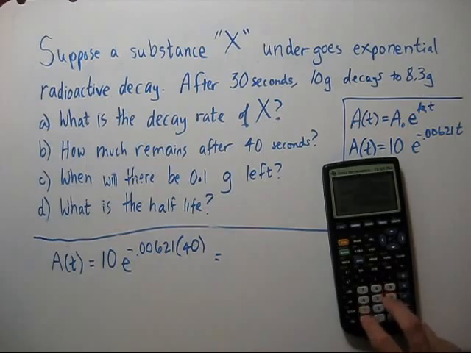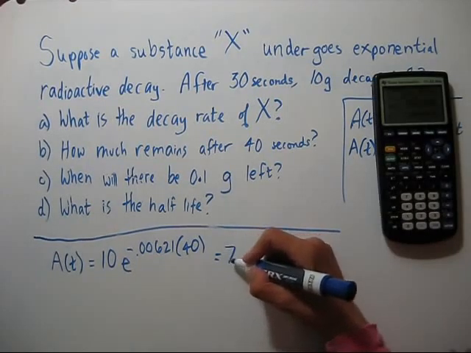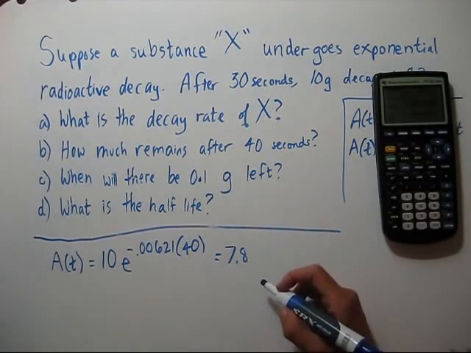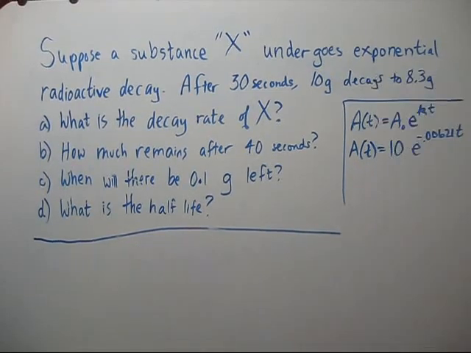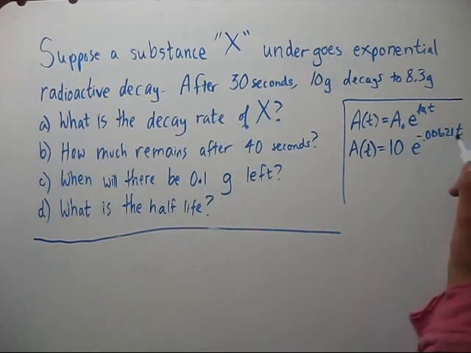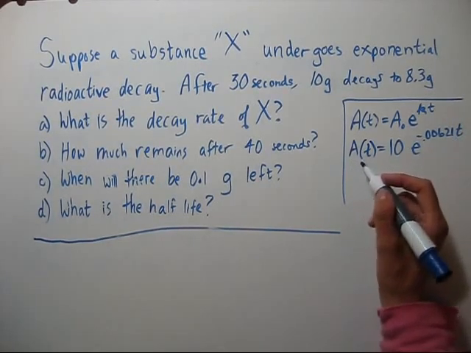We'll need the calculator. We get 7.8, and the units on that are grams. When will there be 0.1 grams left? We're trying to find t when A of t is 0.1.